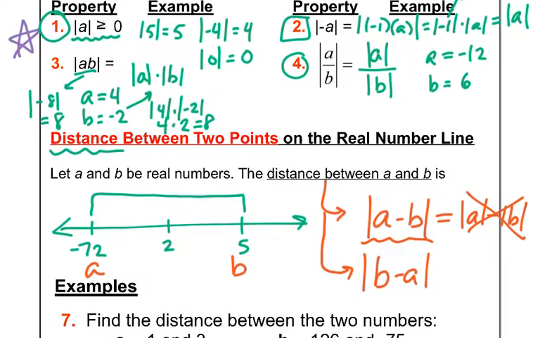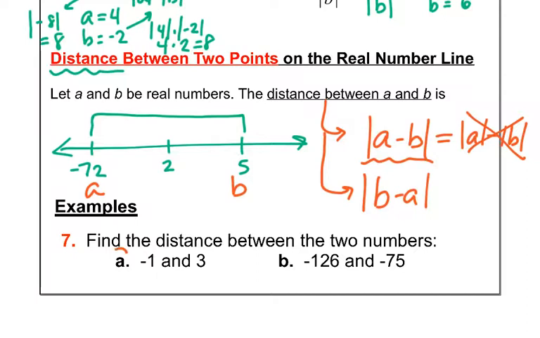Let's try it. For 7a, let's find the distance between negative 1 and 3. On the number line, you could probably count your steps, and in your brain, you're already like, okay, I think it's 4 steps. But let's prove it. Ready? Let's do 1 coordinate minus the other coordinate and absolute value. Okay, that's minus 1 minus 3 is minus 4. Absolute value, 4.